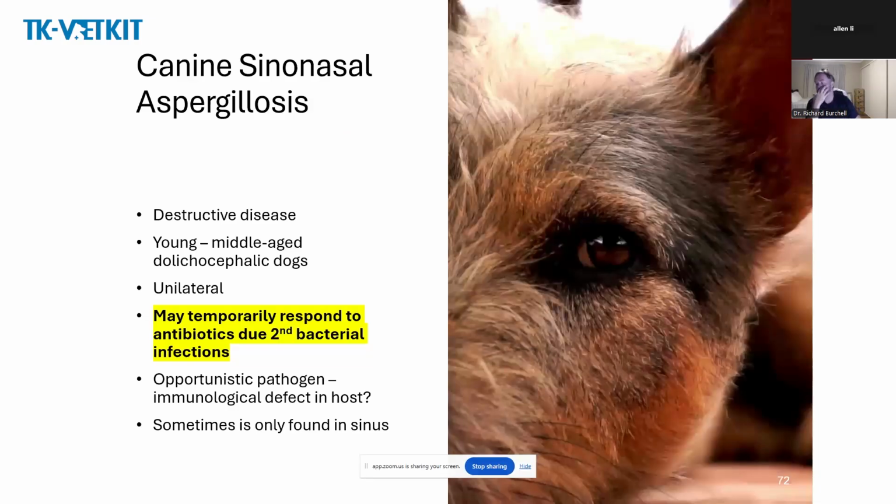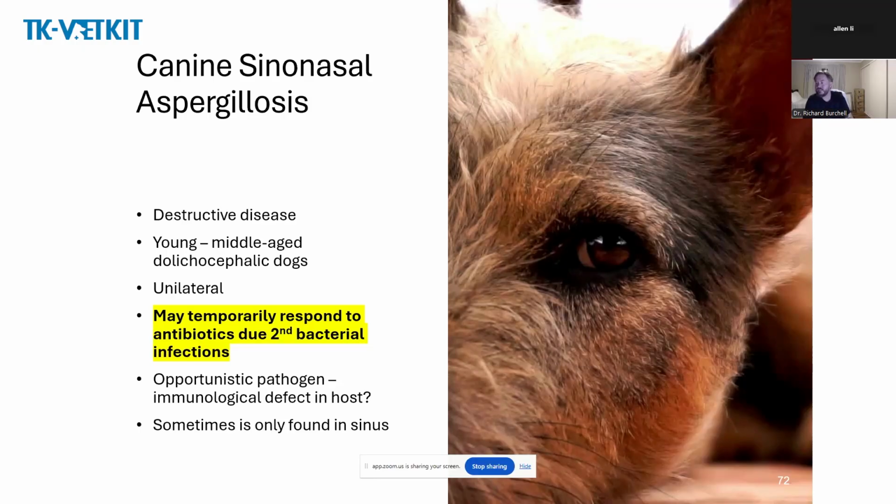The other thing that endoscopy is very helpful with is canine sinonasal aspergillosis or mycotic rhinitis. This is a fungal nasal disease, particularly of long-nosed dogs, and it's often unilateral. Very importantly, they will often have a nasal discharge that temporarily responds to antibiotics, because of secondary infections. It's quite common when I see these cases as referrals that people say they improved on antibiotics, but then the clinical signs come back.